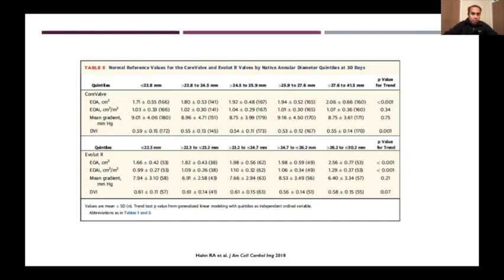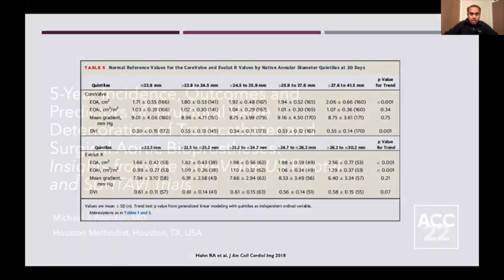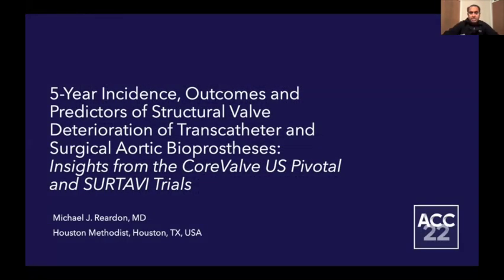Even in this paper, but then everything that's come since, we believe that the hemodynamics with the supraannular platform are better as they're conventionally assessed. Now, that kind of led to this really great analysis that was done by Mike Reardon and colleagues. I was a co-author on this paper. It just recently got published, basically looking at the 5-year incidence, outcomes, and predictors of structural valve deterioration, looking at the U.S. pivotal and TAVI trials.